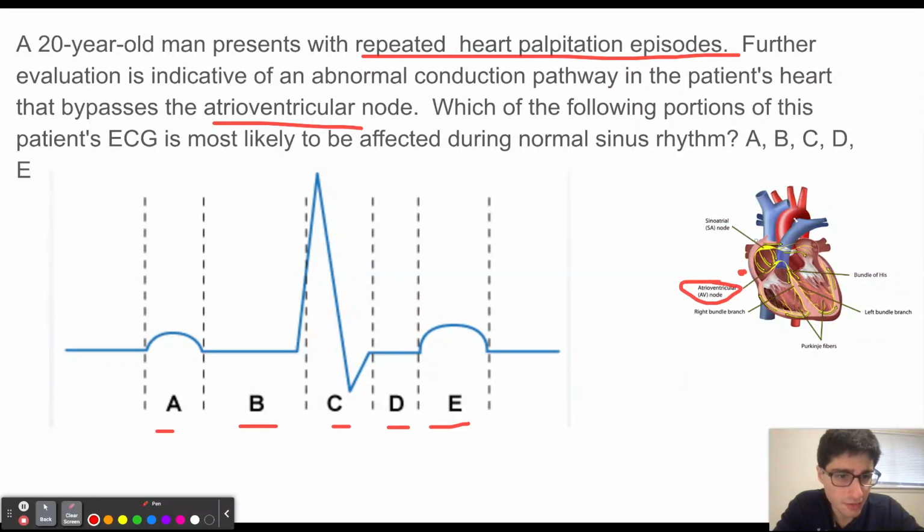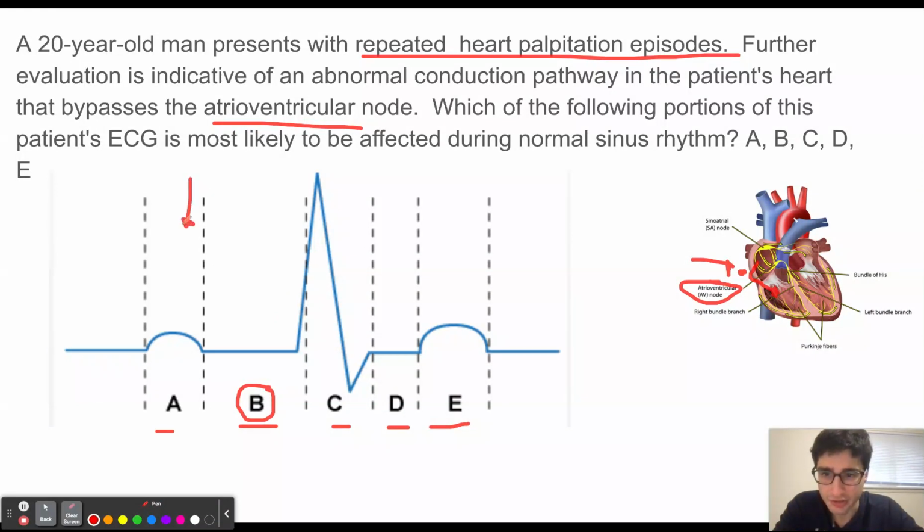Okay, so normally the SA node is going to start the electrical activity, and AV node is going to act as a speed limit to slow down that electrical activity before it reaches the ventricles. Now, because we have an accessory pathway, let's say that this dot is the accessory pathway, it can skip the AV node, so ultimately skipping the speed limit and bring that electrical activity to the ventricles. Okay, so as a result, the PR segment over here is going to be the portion that is most likely to be affected during the normal sinus rhythm.